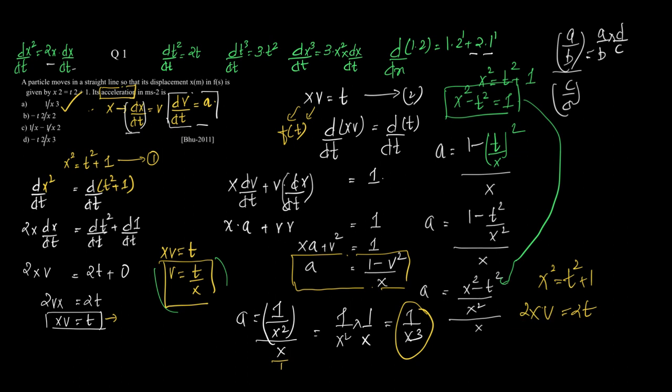X and v, both of them are functions of time, which means they have to be further differentiated to make sure that no variable or no constant gets eliminated. And if such elimination takes place, it may give us a wrong answer, because there is another option which says t square by x cube. So even if you say that there can be a third power of x, you still have two options, 1 by x cube and t square by x cube. So you can't come to a conclusion.